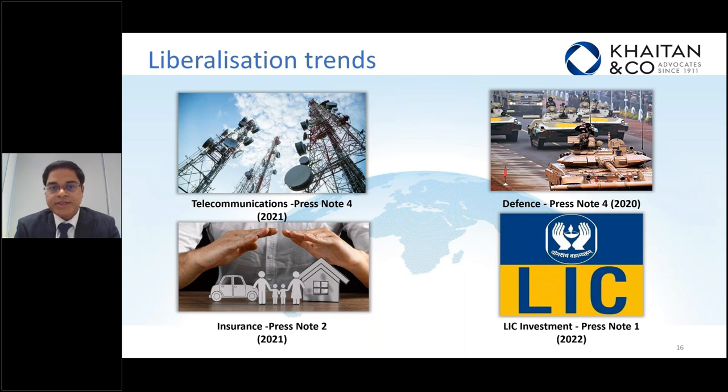Also, in the insurance sector, through Press Note 2 of 2021, the government opened foreign investment under the automatic route for investment into insurance intermediaries. This means that if investment is coming into an entity which is in the business of insurance intermediary, then of course no approval would be required. Lastly, in LIC, the Government of India has last year opened up to 20% under the automatic route. So that is also a liberalization we have seen. Next slide.